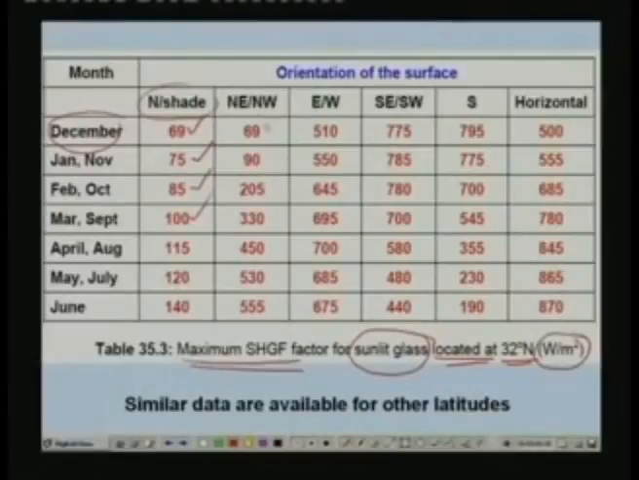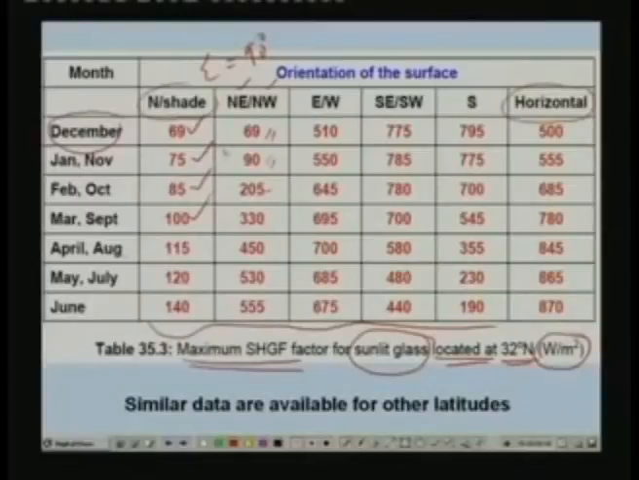Similarly for northeast and northwest, that means the window is facing northeast or northwest direction, then during December this is the value, during January and November this is the value, February this is the value, like that. Like that it gives the maximum solar heat gain factor for all orientations, the 8 orientations, and also for horizontal orientation. For all these we are assuming that the glass is vertical, that means the tilt angle is 90 degrees.